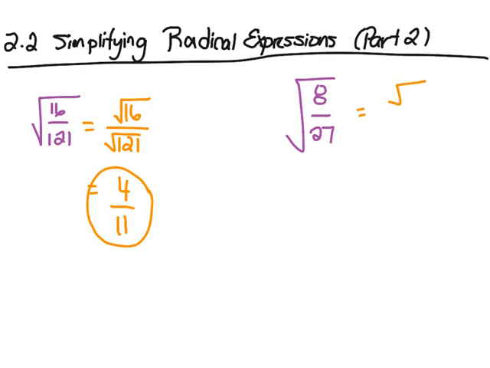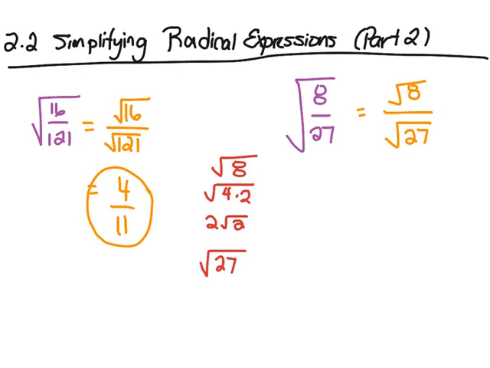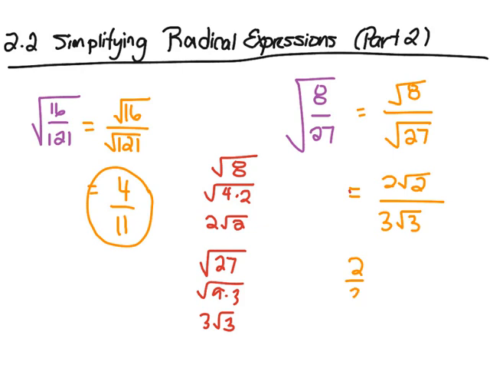For this one, we have the root of 8 over the root of 27, and if we break up the root of 8, it would be the same as 4 times 2, so 2 root 2. And the root of 27 would be 9 times 3, so 3 root 3. So this turns into 2 root 2 over 3 root 3. Another way that you can write this is 2 over 3 root of 2 over 3. So you can put it right back under the radicals again too.